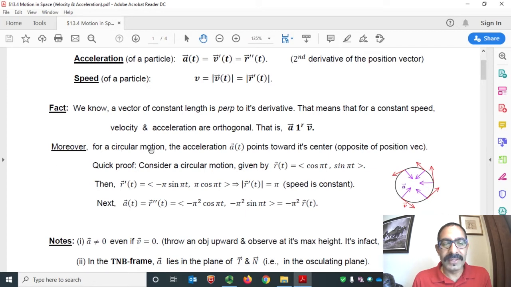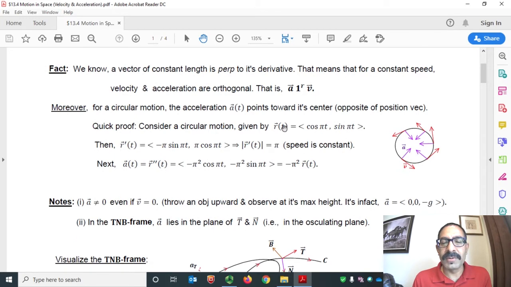Moreover, for a circular motion, the acceleration points toward its center. In circular motions, the acceleration always points towards the center. Here's a quick proof.